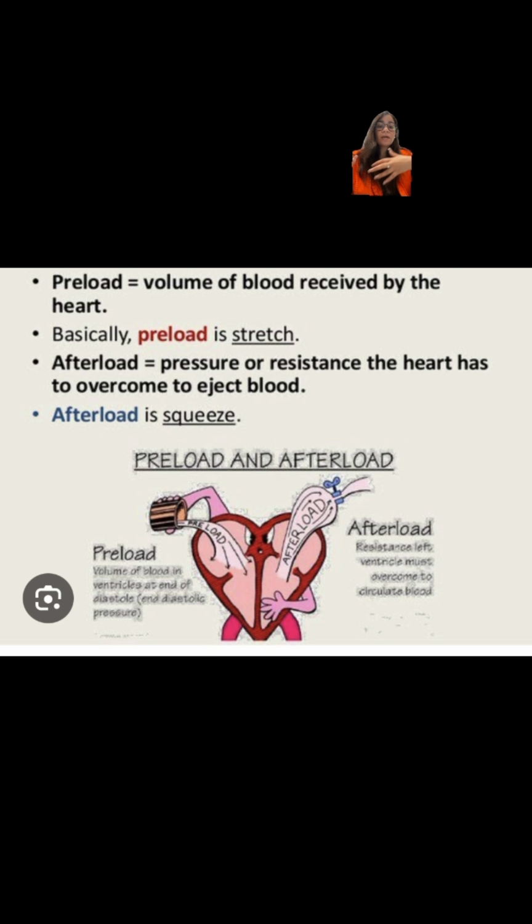And afterload is the pressure or resistance that the heart has to overcome to eject blood. It is the tension and resistance against which the heart has to work hard and build up pressure so that it can eject blood, so the blood can reach the systemic circulation and your vital organs. That resistance, that pressure, is known as afterload. In basic terms, we can say squeeze. So preload is stretch, and afterload is squeeze. That's the basic thing about it.